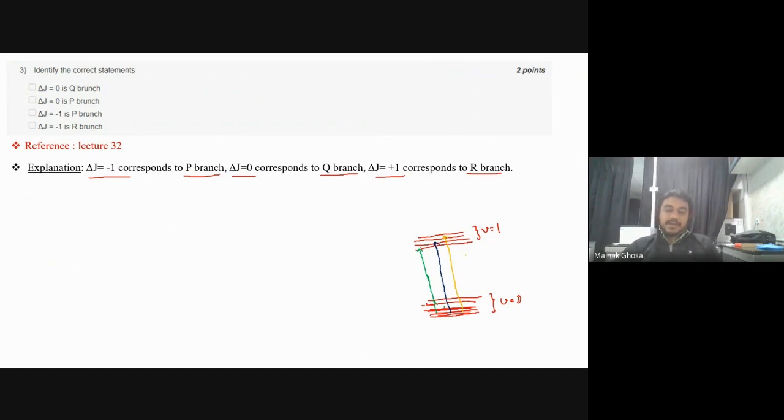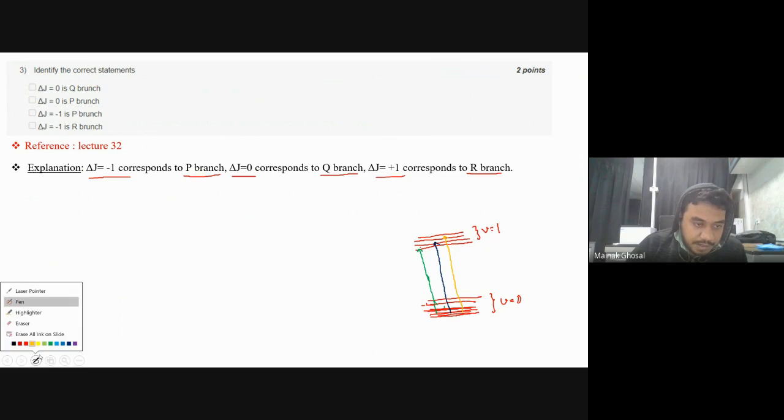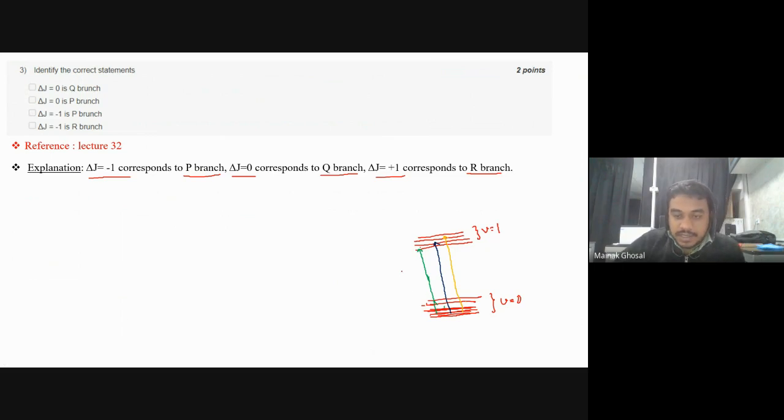Okay, so I am writing three different transitions: in green, in blue, and in yellow. This transition corresponds to delta J equals -1. This is nothing but the P branch transition. This corresponds to transition delta J equals 0, so this is called the Q branch transition. And finally, this yellow transition corresponds to delta J equals +1. So this is the R branch transition.